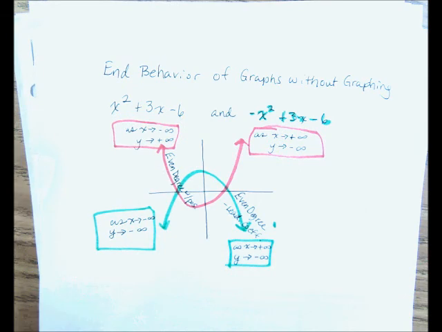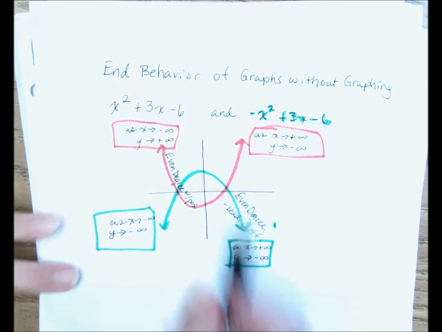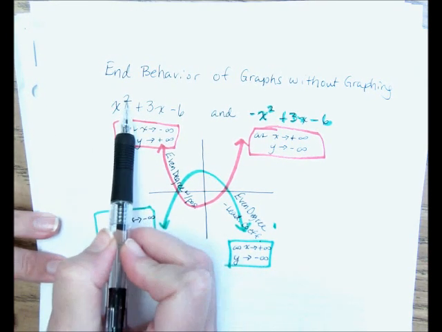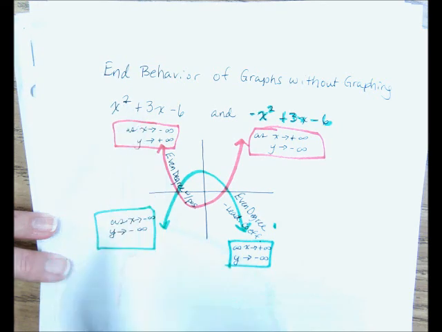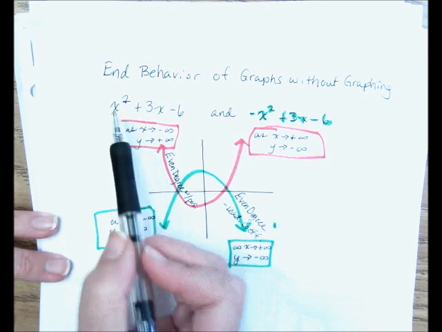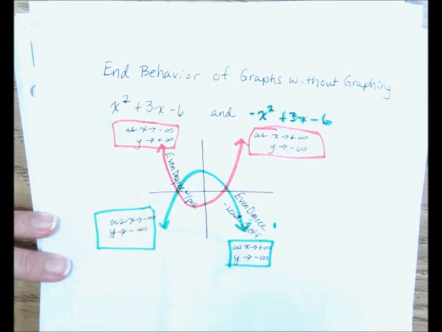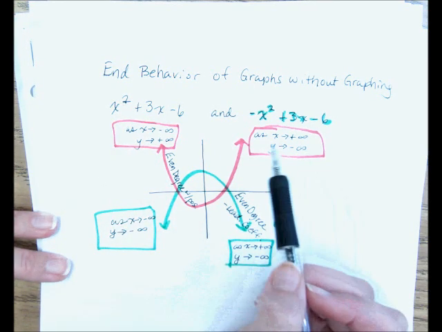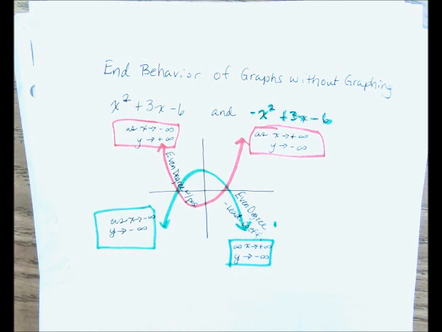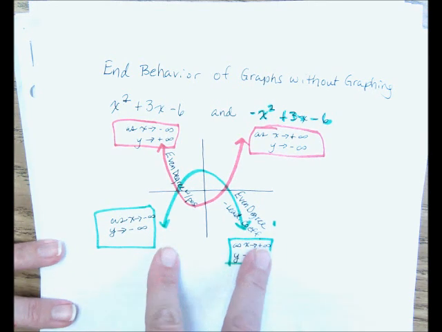So no matter what graph it is, if it is an even degree, so 2, 4, 6, 8, 10, even degree, and the leading coefficient is positive, both are up. If it's an even degree, leading coefficient is negative, they're both going to end up being down.